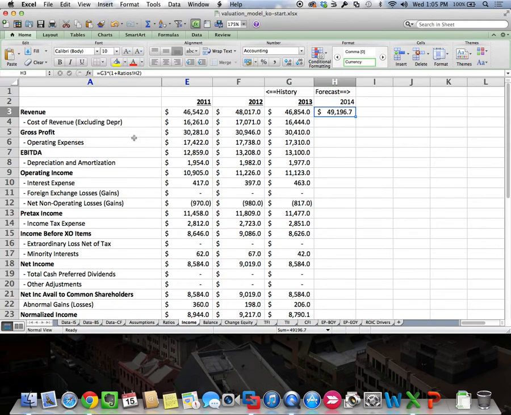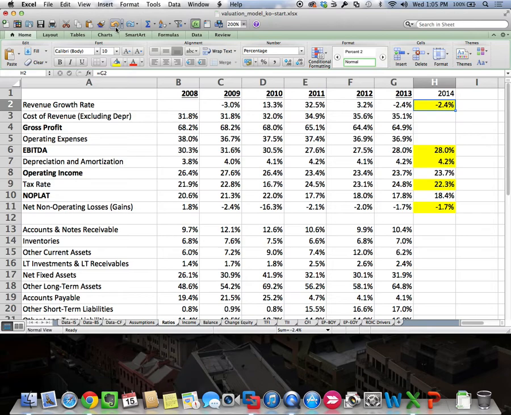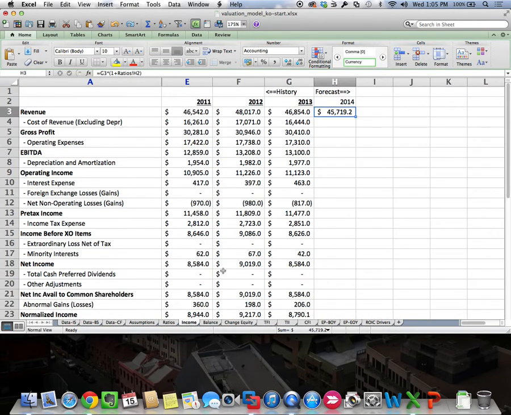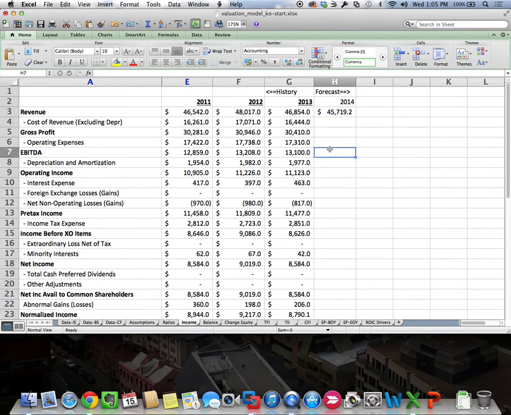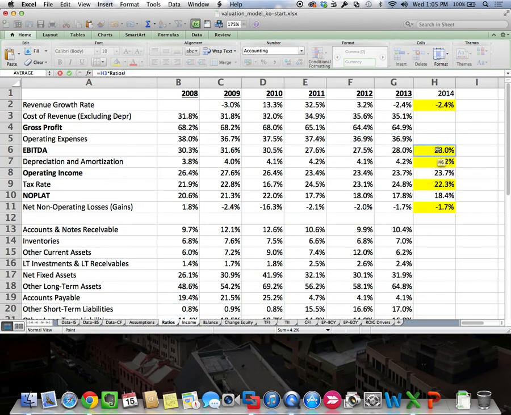Okay, so let me undo this. Okay, so back to this. You want to have 45719.2. Okay, next, excuse me, the next ratio is EBITDA as a percentage of revenue. So what I'm going to do is I'm going to come back to my income tab for EBITDA equals 2014 revenue that I just forecasted. Multiply it by, on the ratios tab, EBITDA as a percentage of revenue, H6.